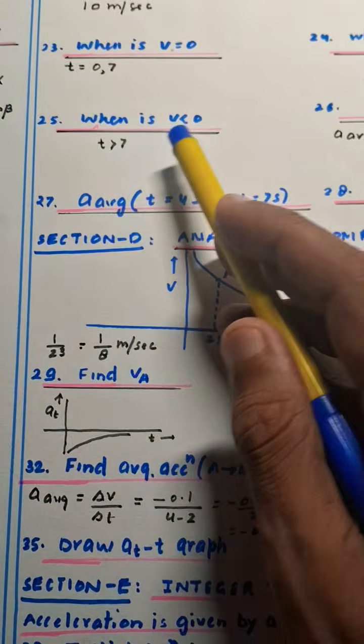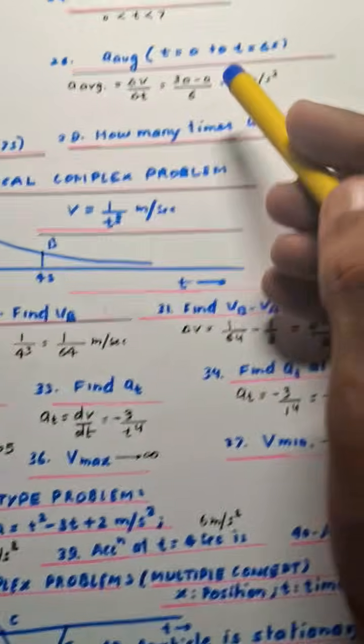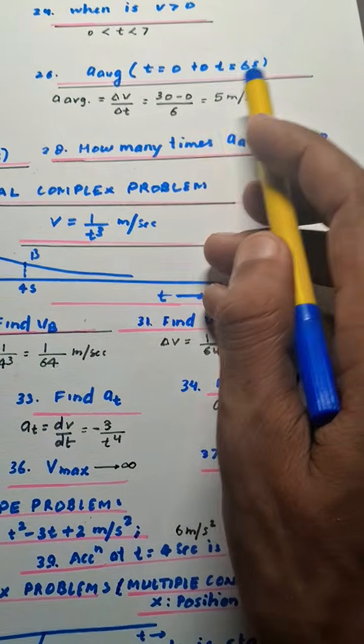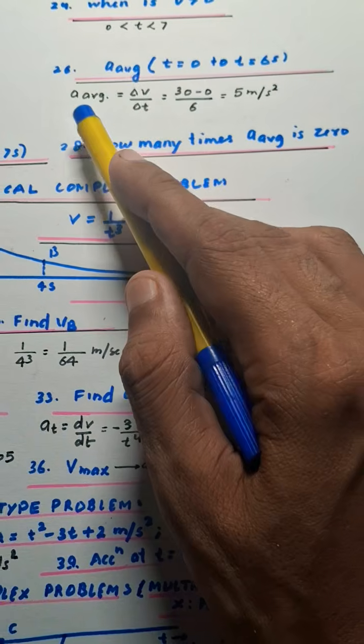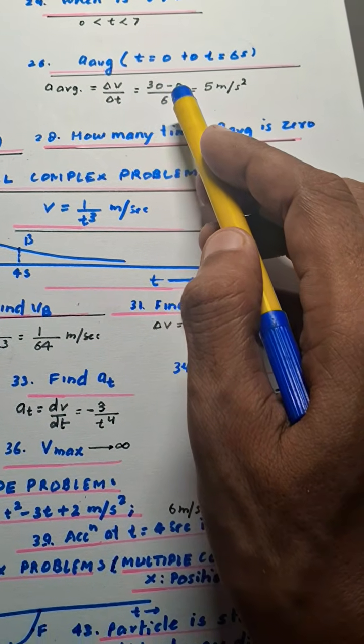Next question, when is velocity negative. As you can see from the graph, for the interval greater than 7 seconds, velocity is negative. Next is average acceleration from 0 to 6. So using the concept that average acceleration is delta v by delta t, at t is equal to 6, velocity is 30.